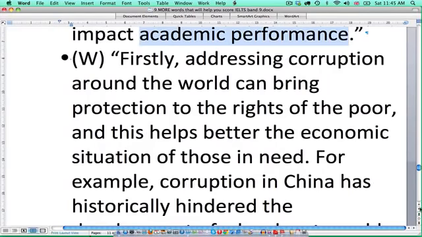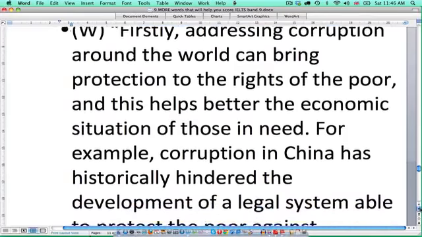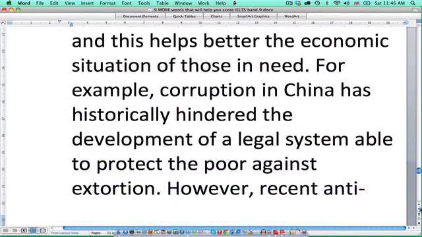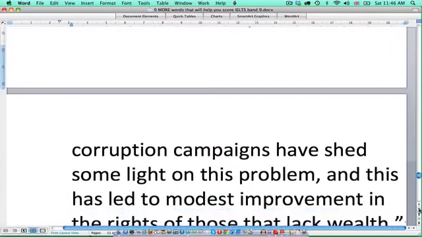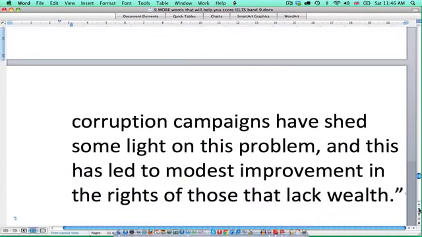For example, corruption in China has historically hindered the development of a legal system able to protect the poor against extortion. However, recent anti-corruption campaigns have shed some light on this problem, and this has led to modest improvement in the rights of those that lack wealth.